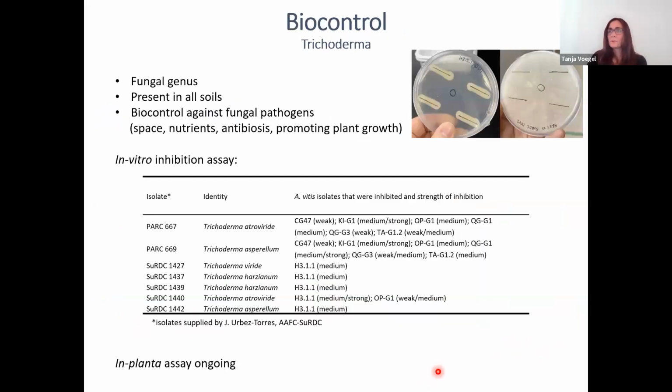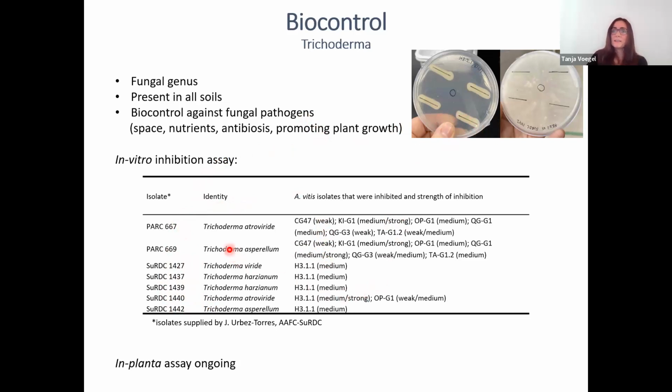So far I've been talking about bacterial biocontrols, but there are also fungal biocontrols available. For example, Trichoderma. This is a fungal genus, and it's found in many soils. And there are a lot of reports about Trichoderma as a biocontrol against fungal pathogens. So we repeated our in vitro assay with some of those isolates, and we obtained all of those isolates from Jose's lab. And those are the results. So we do have inhibition on plates using Trichoderma.